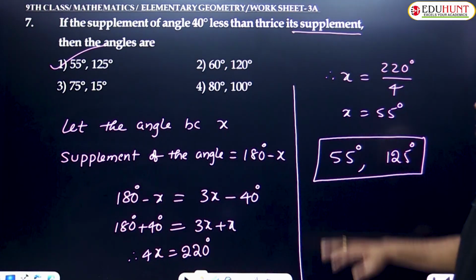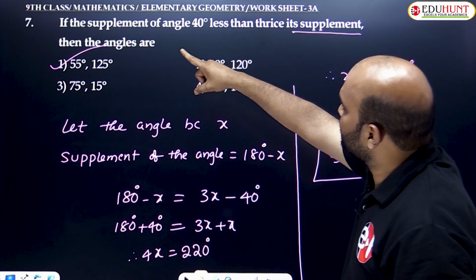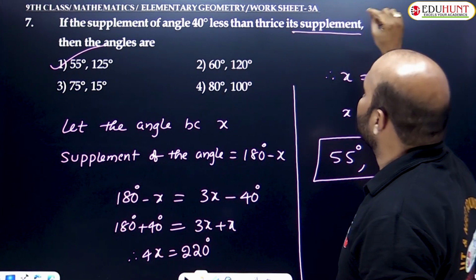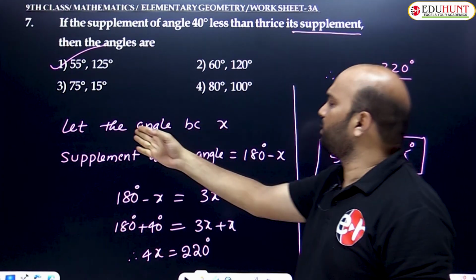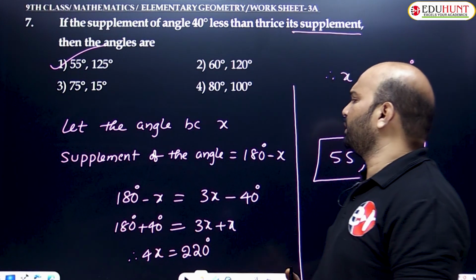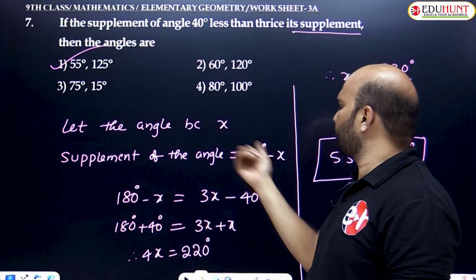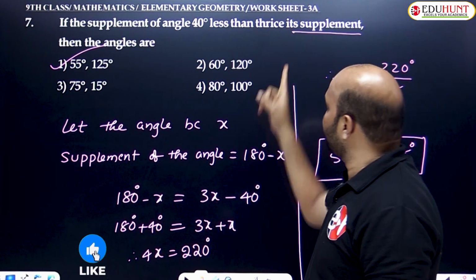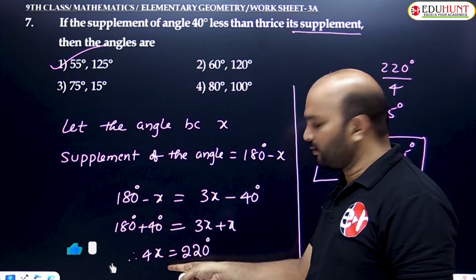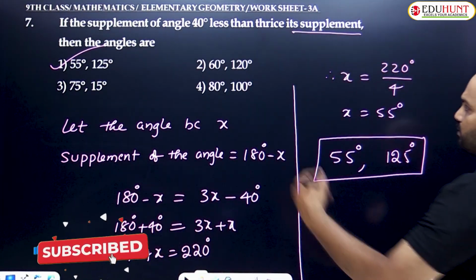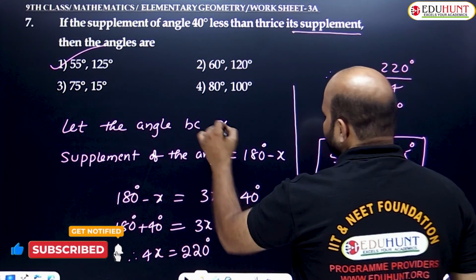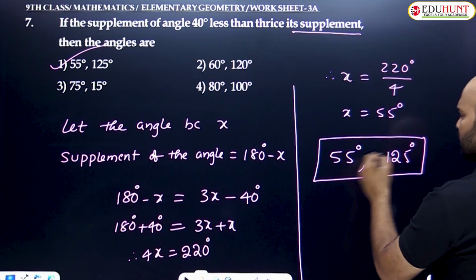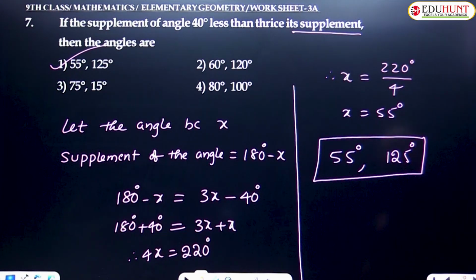Once I have explained that, the next question: the supplement of an angle is 40 less than thrice its supplement, then the angles are. Let me take the angle to be x. The supplement of an angle equals 180 minus x. The supplement angle is 40 less than 3 times itself. So you can find the x value first, 55. So what are the angles? One is x, another one is 180 minus x. So 55 is one angle, and the other angle is 180 minus 55, which is 125. Option 1 is the right answer.